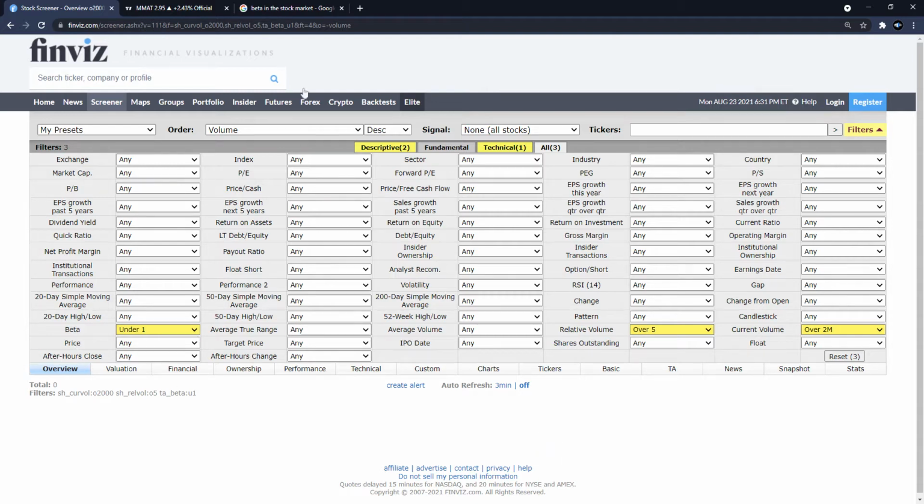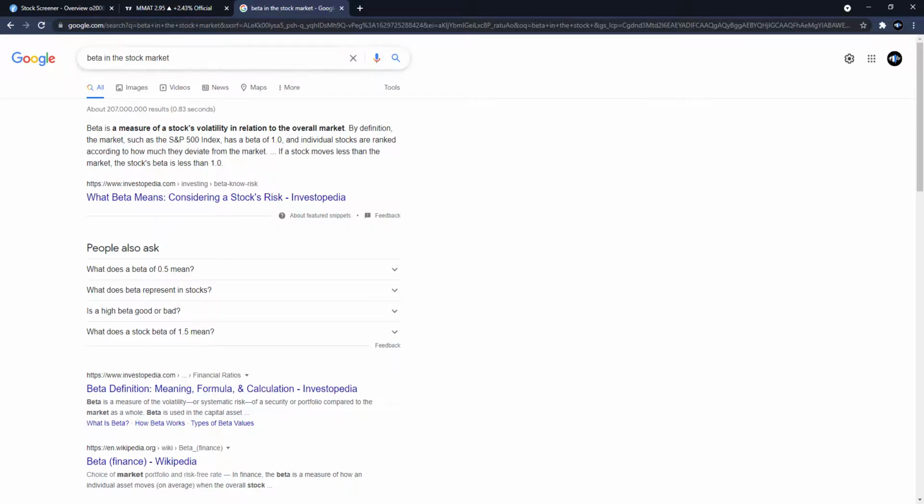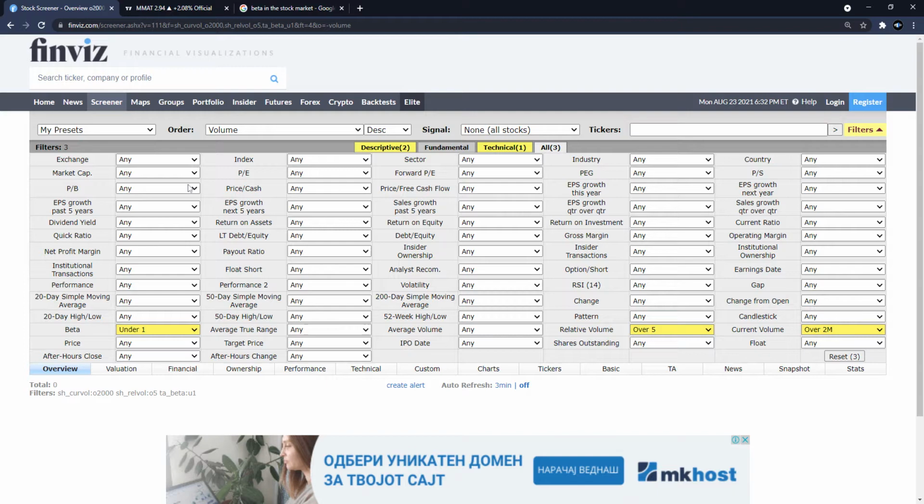But I will leave this up to you, and I just wanted to explain what beta means. If you want to click on beta in the stock market, beta is a measure of a stock's volatility in relation to the overall market. By definition, the market, such as the S&P 500 index, has a beta of 1. Individual stocks are ranked according to how much they deviate from the market. If a stock moves less than the market, the stock's beta is less than 1. So we really want the stocks to be volatile. That's it for the beta.